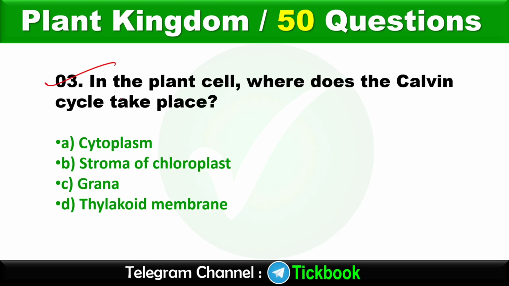Question number 3. In the plant cell, where does the Calvin cycle take place? Option number B will be the right answer, stroma of chloroplast.